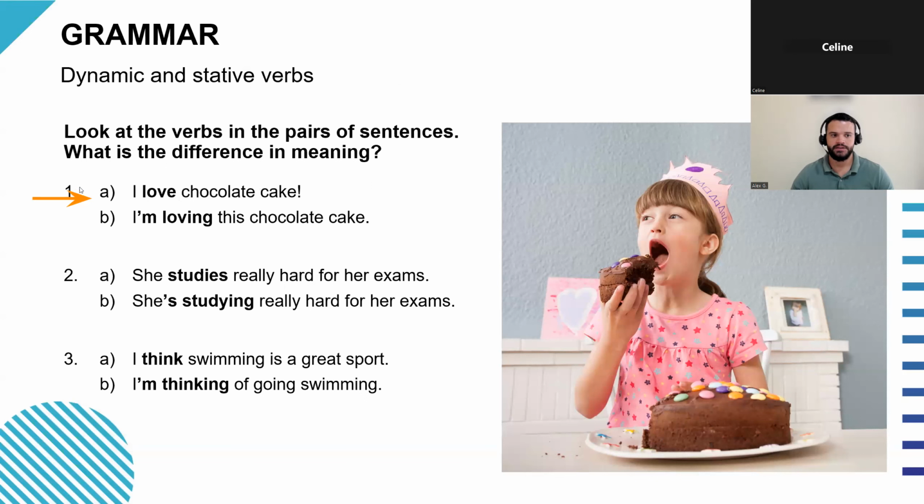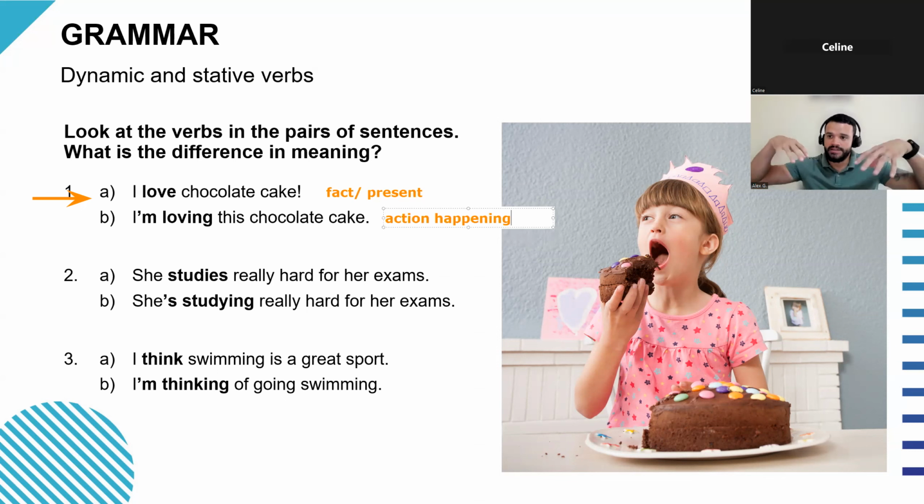The first one says, I love chocolate cake, or I'm loving this chocolate cake. So here, this is going to be a fact, or maybe the present tense. And then this one here is going to be action happening at the moment, or maybe in the moment. We'll just put action happening, something that's happening in the moment, okay? All right, what about number 2?